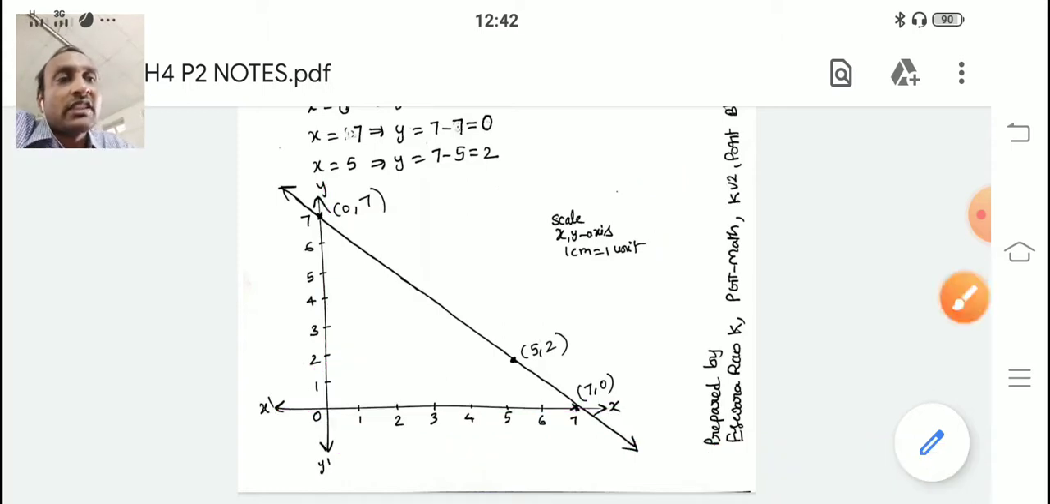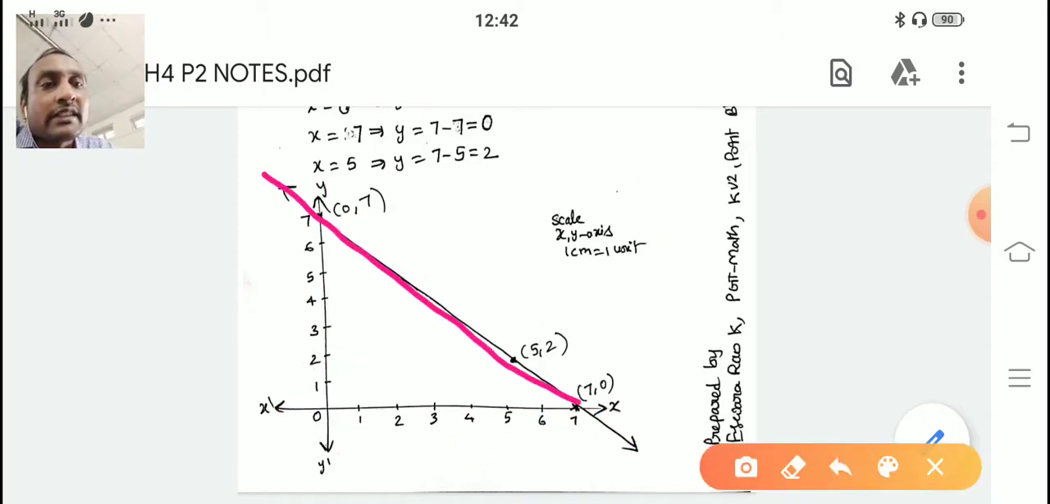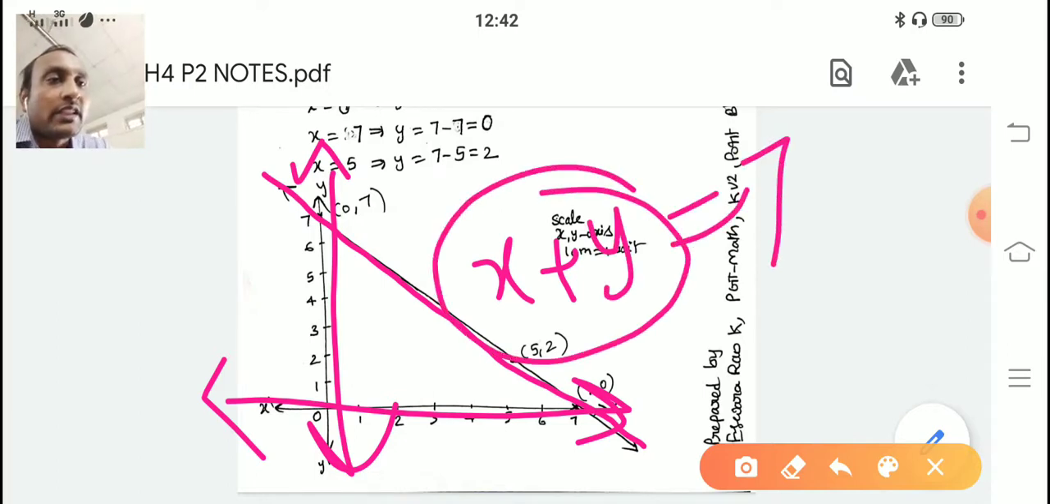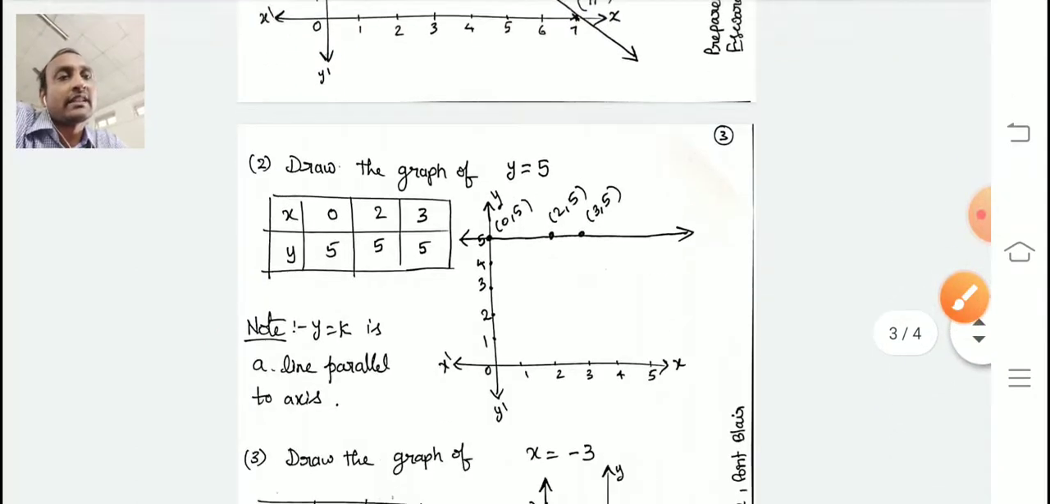Next, one more example. This line is neither parallel to the x axis nor parallel to the y axis, because the line is x plus y is equal to 7, so both x and y are there. Now, look at the next example.